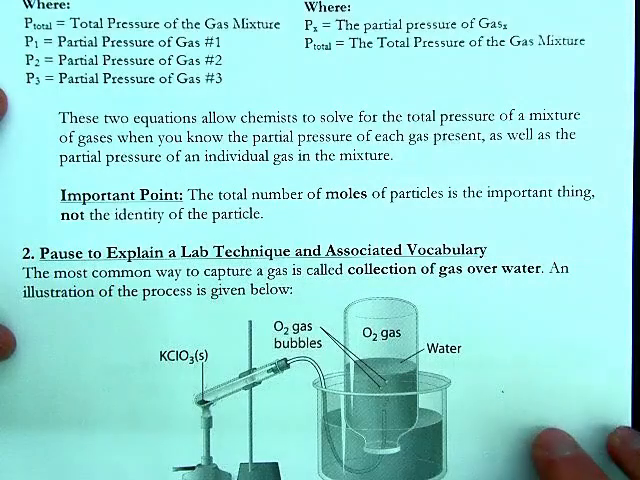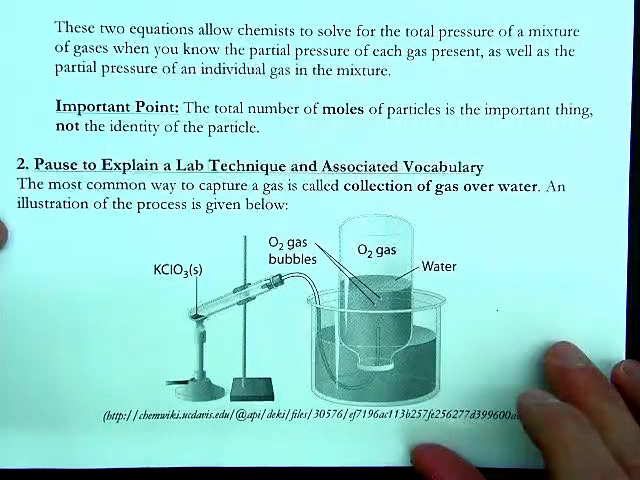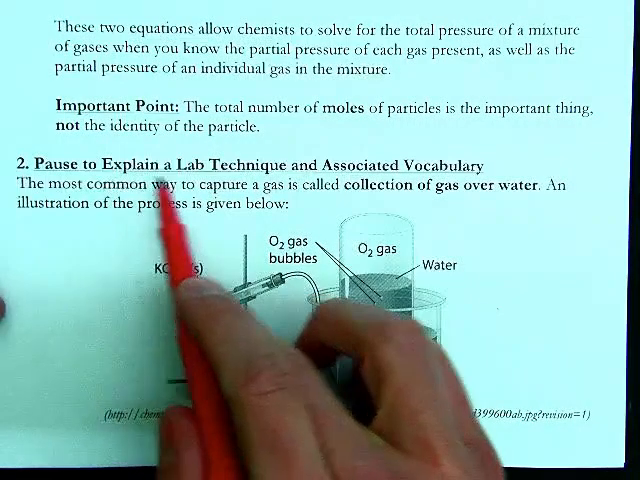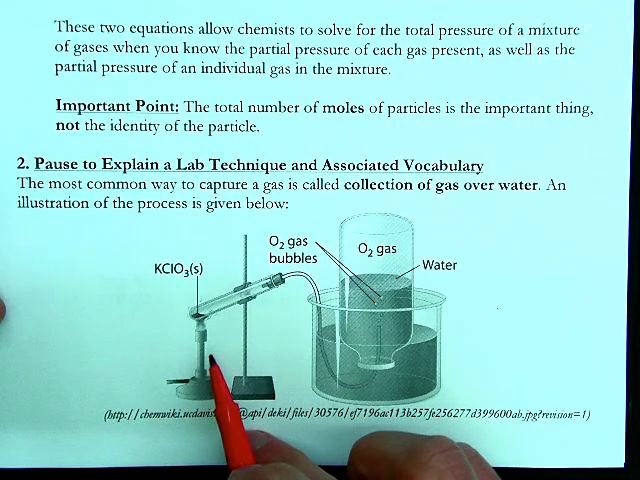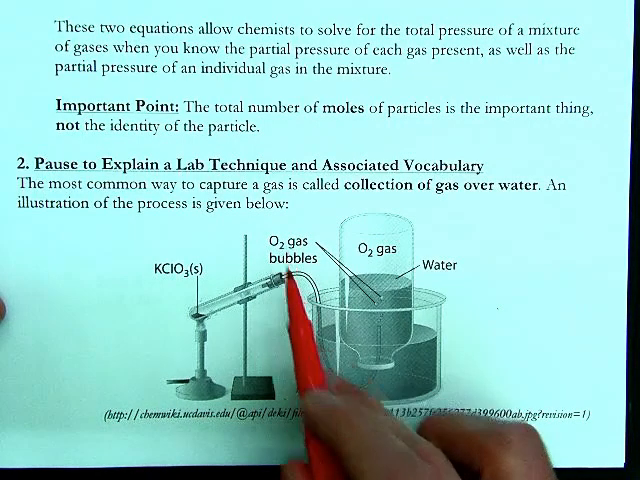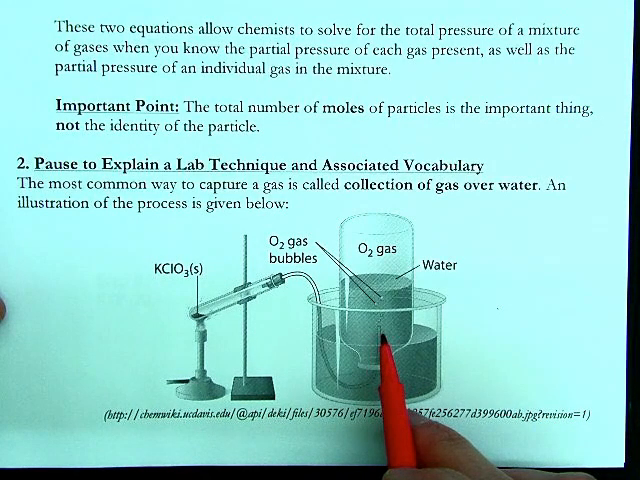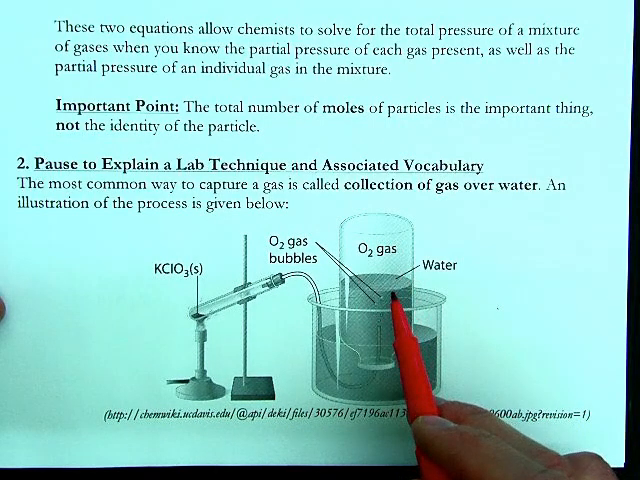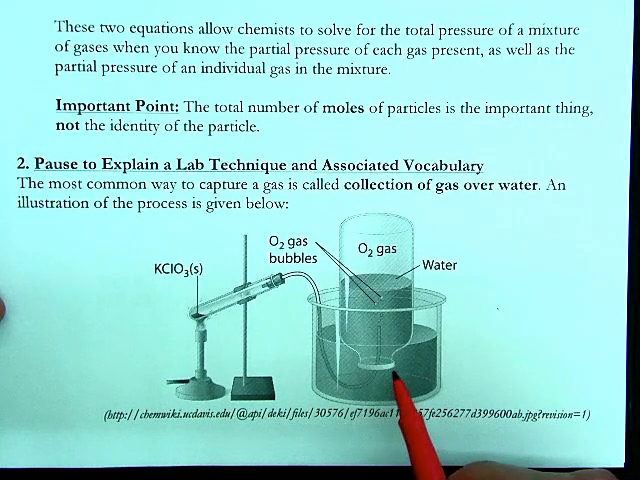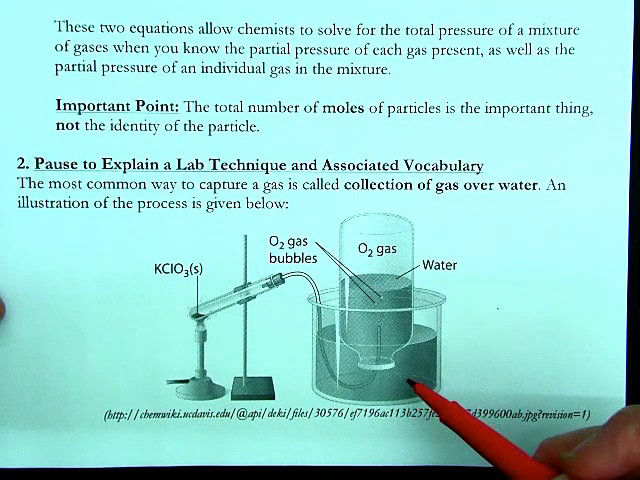The other thing that is good to know when we talk about partial pressure is this idea of collecting a gas over water. So it says pause to explain lab technique. Here you can see there's a sample that's being heated and it gives off some oxygen gas. The oxygen gas goes through the tube and then it comes up out this end of the tube, and the only place for it to go is into this container. And as the gas builds up, the water that's displaced just flows back into this little dish or trough below. I did this as a demonstration in class. We've also done a lab using the technique of collecting a gas over water.